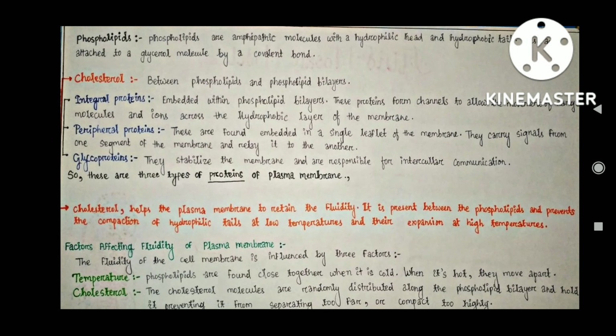Factors affecting the fluidity of the plasma membrane. The fluidity of the plasma membrane is influenced by three factors. First, temperature: phospholipids are found close together when it is cold. When it is hot, they move apart. Second, cholesterol: the cholesterol molecules are randomly distributed along the phospholipid bilayer and hold it, preventing it from separating too far or compacting too tightly.